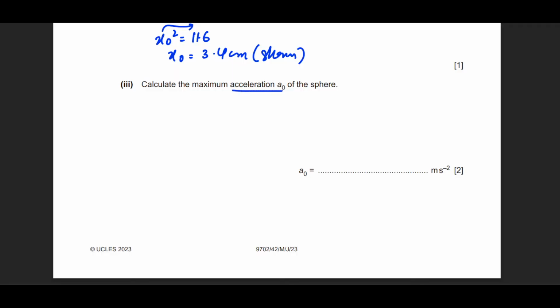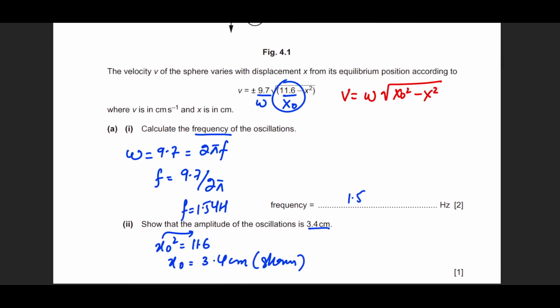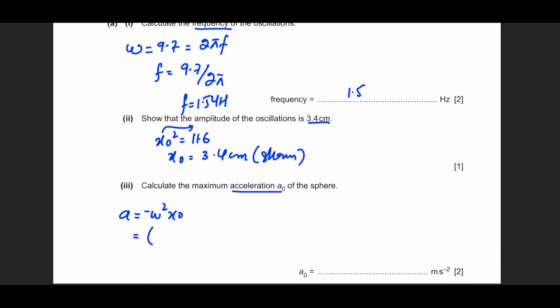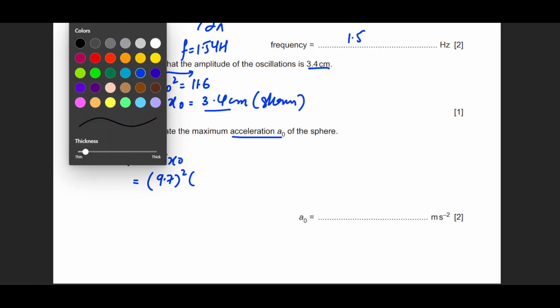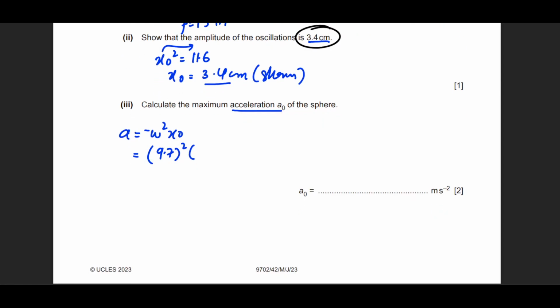It says calculate the maximum acceleration. No problem. The acceleration's formula is actually negative omega squared x naught. So we have the omega squared as well, which is 9.7. So just put 9.7 squared exactly directly over here. And x naught has been found with the previous part. So if, for example, you were unable to solve this part, you still could have picked up the value from 3.4.